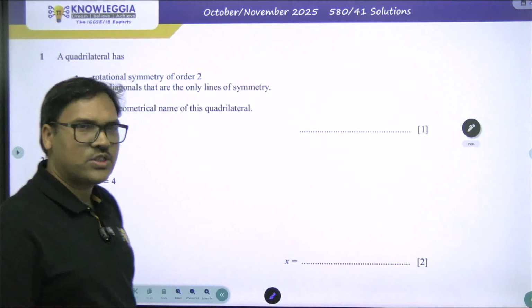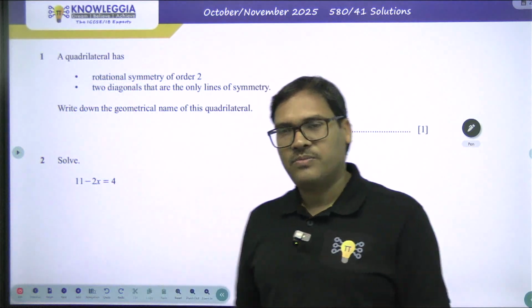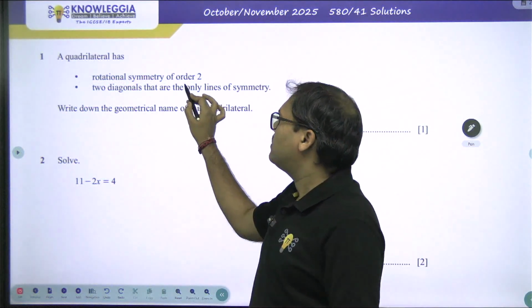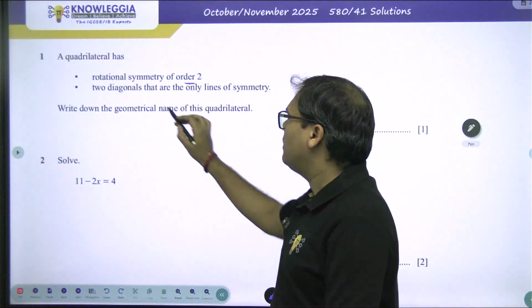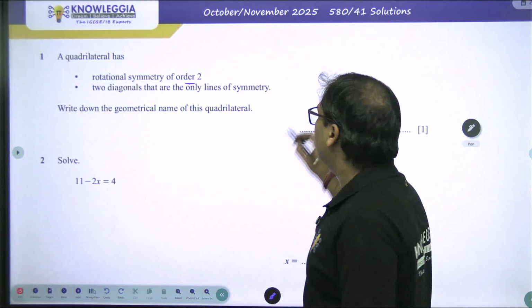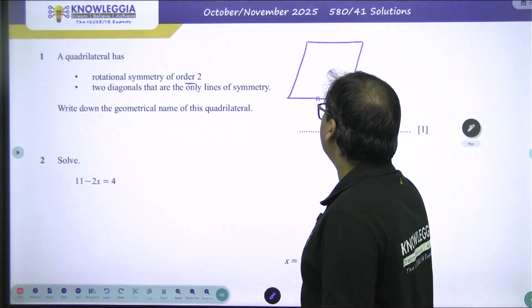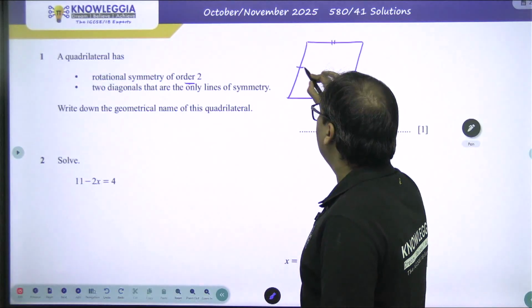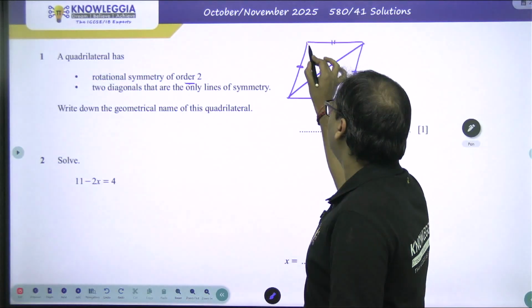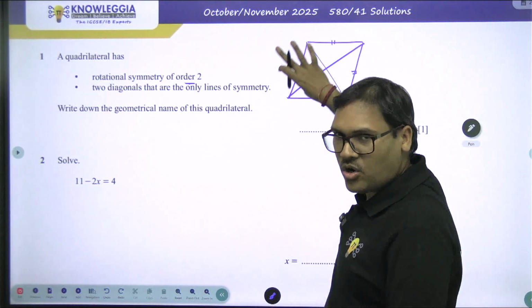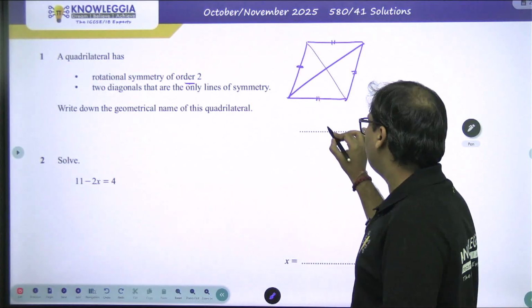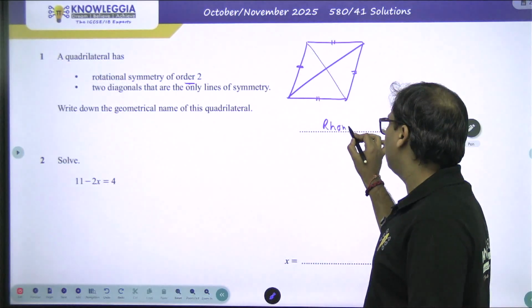So let's start with the first question. The standard question on symmetry. The quadrilateral has rotational symmetry of order 2, and the diagonals are the lines of symmetry. So this is a property of a rhombus. You can clearly see in a rhombus all the sides are equal, and this is the line of symmetry, and this is the line of symmetry, and the order of rotation will be equal to 2. So the answer is rhombus.